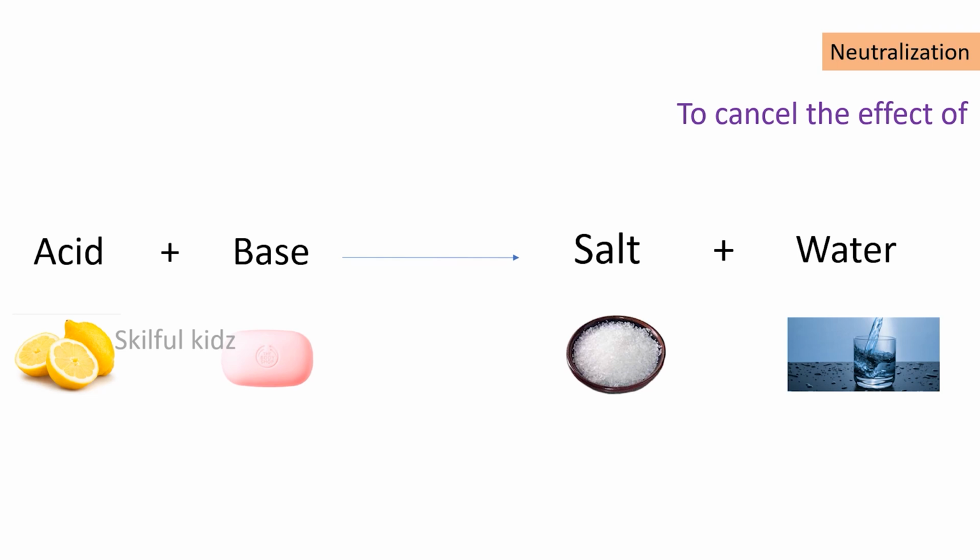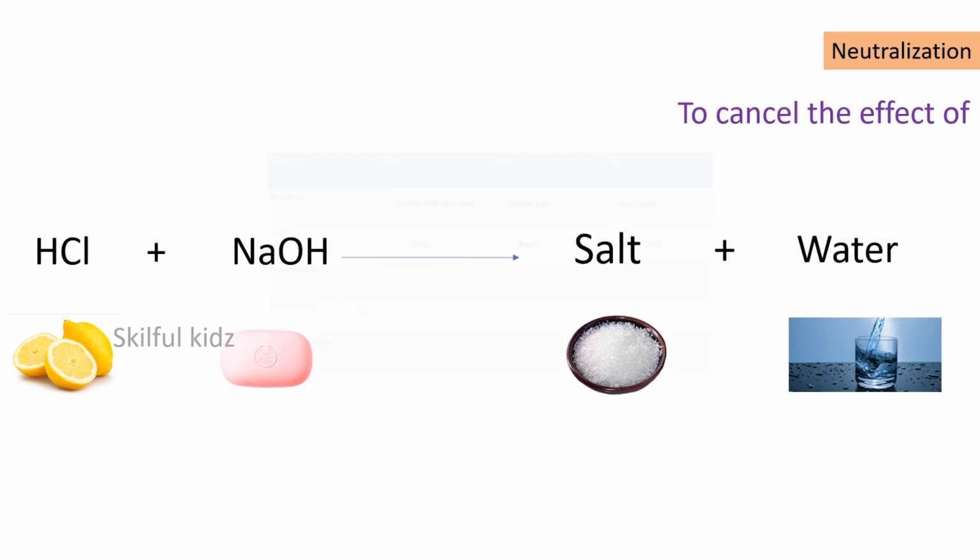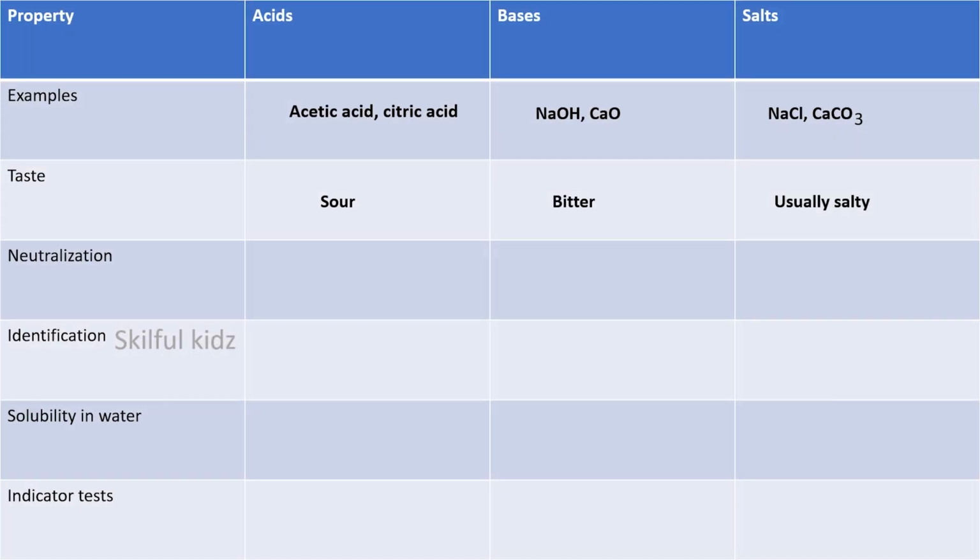Of course, an orange plus soap won't give you salt and water. So what is the acid and base that's needed to produce salt and water? Exactly, it's hydrochloric acid and sodium hydroxide, which will give us salt and water. And this is an example of neutralization reaction. Let's fill in the table for the neutralization row.